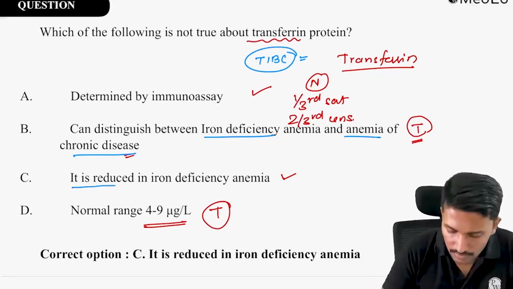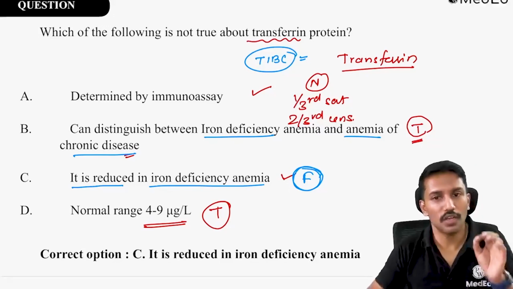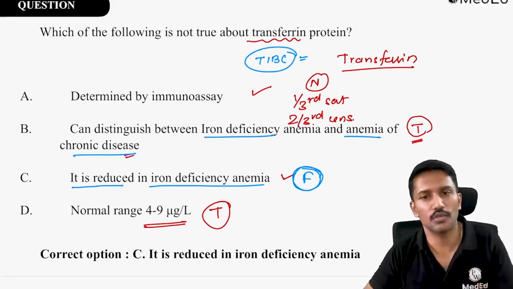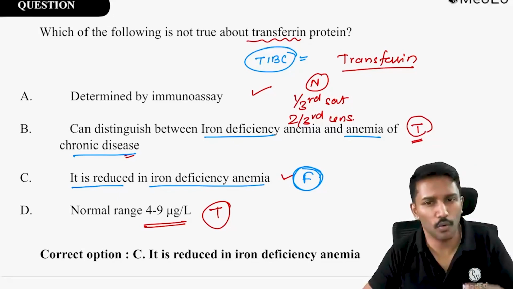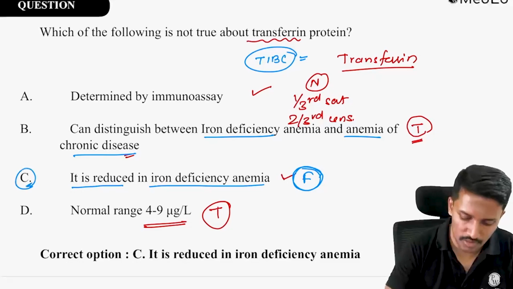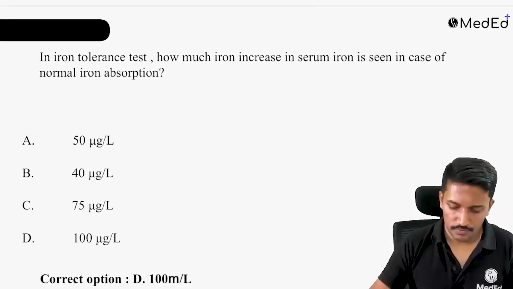Now, "transferrin is reduced in iron deficiency anemia" is false. Why? We are talking about transferrin, right? Transferrin saturation is reduced in iron deficiency anemia. This is a protein. The protein synthesis is not reduced in iron deficiency anemia, and that's why option C becomes the false statement, and that would be my answer.